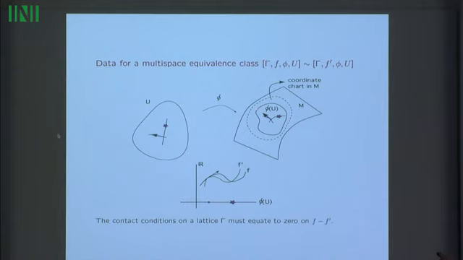So what do I have here? Well, my functions have to agree at a point and have the same derivative at that point. So we have these equivalence classes from F to F prime, and the contact conditions on the lattice must equate to 0. That's kind of the equivalence condition.